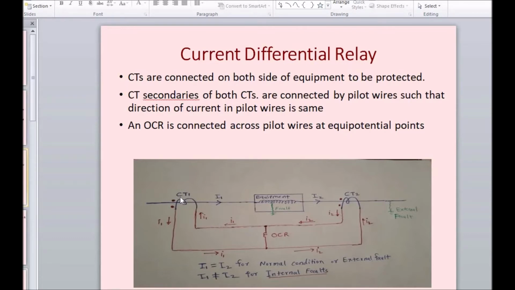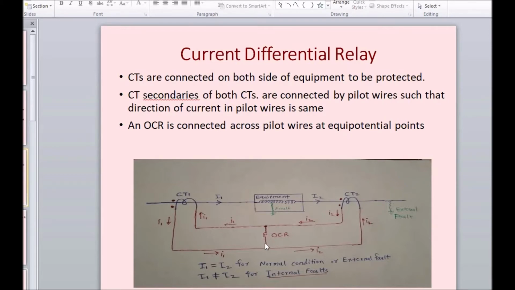How is this obtained? By connecting the dot terminal of CT1 to the undotted terminal of CT2. That is, they are connected in series addition polarity. See, the current capital I1 flows into the dot, therefore in the secondary it should leave the dot so that the main flux remains constant in the current transformer. Then an overcurrent relay is connected across the pilot wires at equipotential points. This overcurrent relay is connected at equipotential points across the pilot wire.